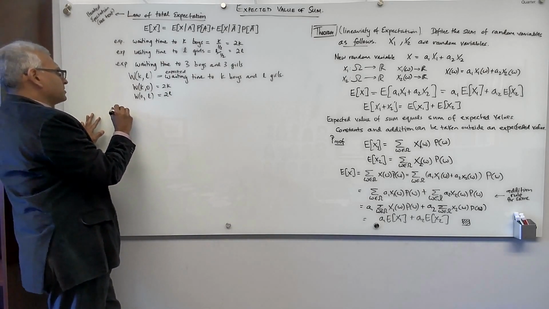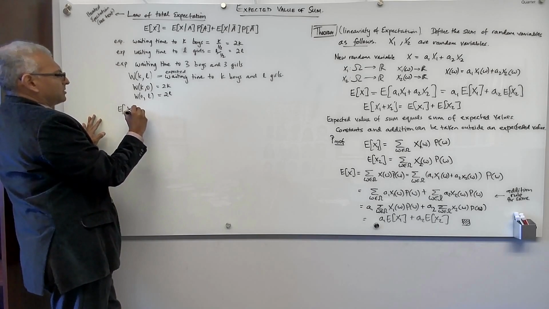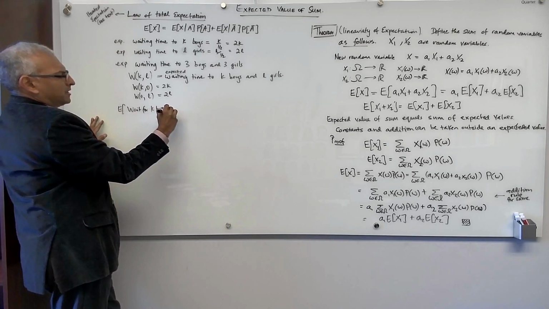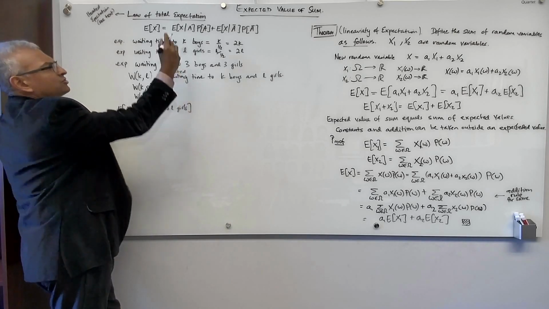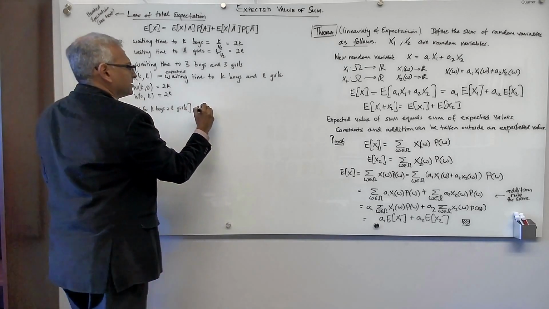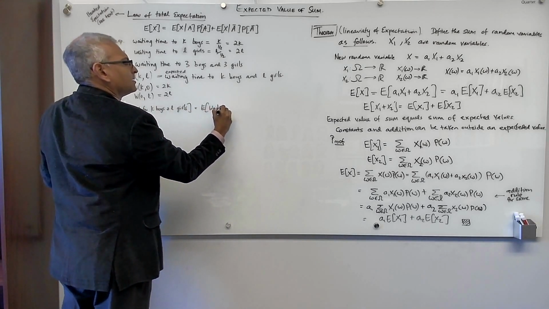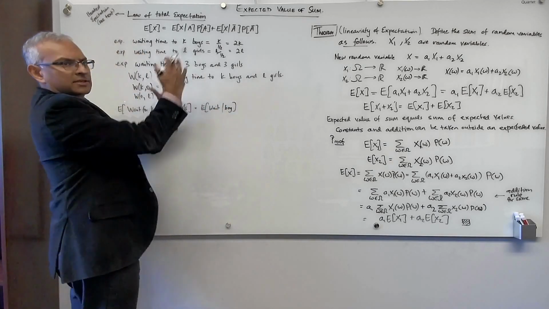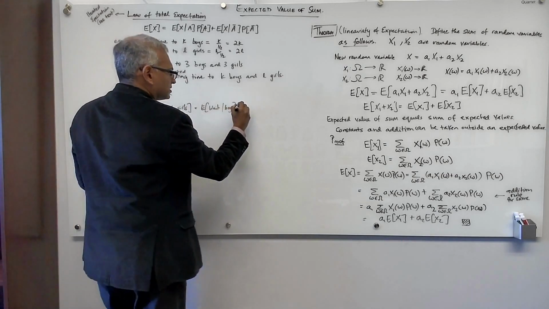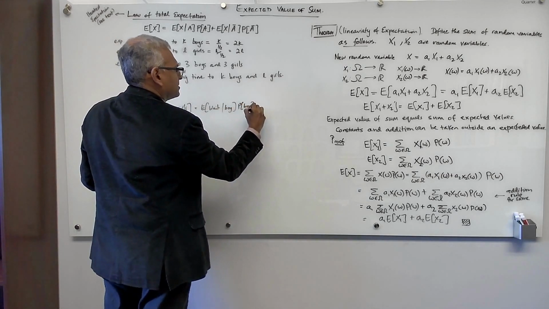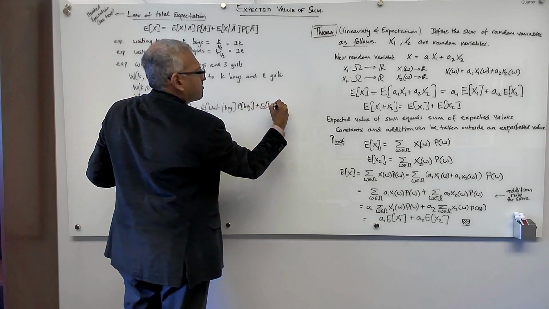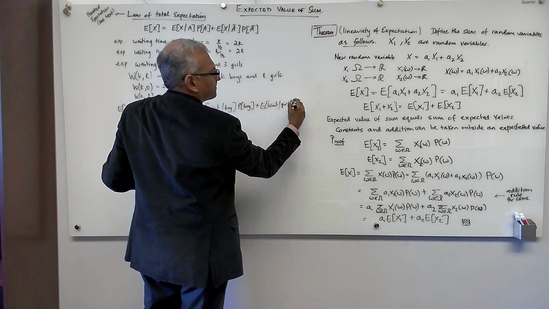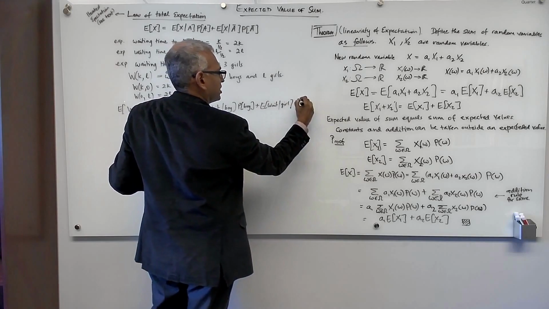So the expected waiting time for K boys and L girls. Now we just use the law of total expectation. It says it's the expected value of the waiting time given that the first child is a boy, case A, times the probability that the first child is a boy, plus the expected waiting time given that the first child is not a boy, i.e. a girl, times the probability that the first child is a girl.